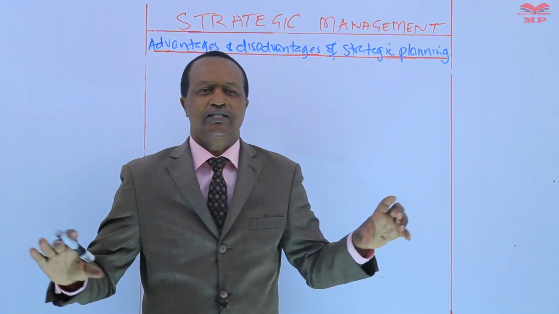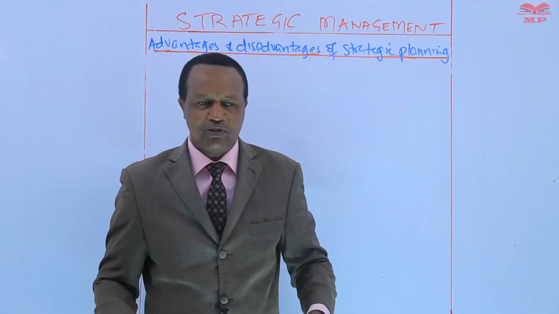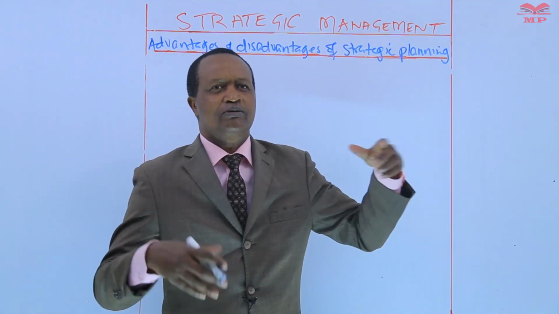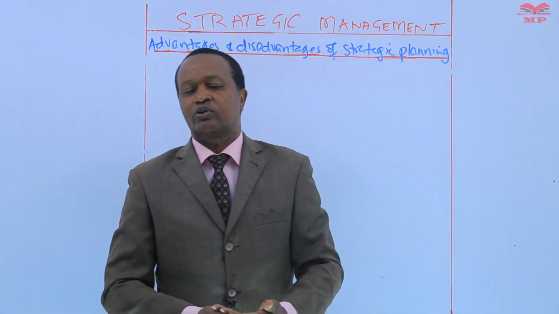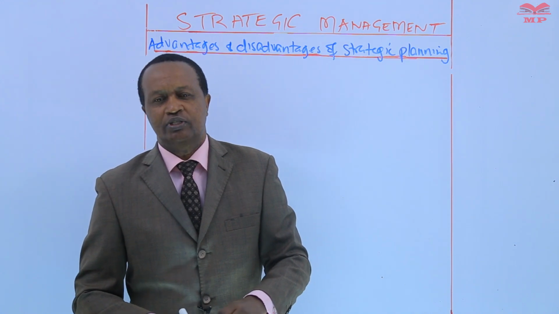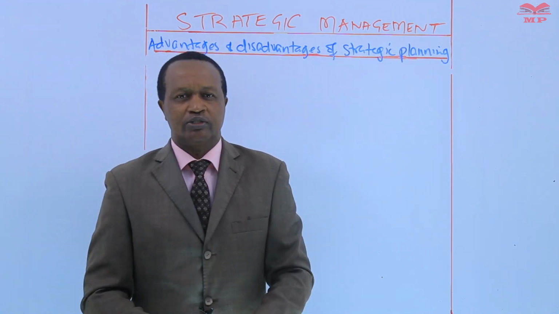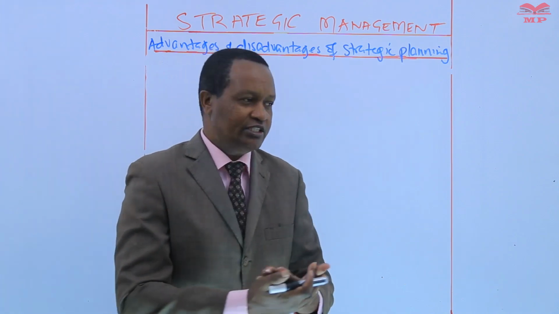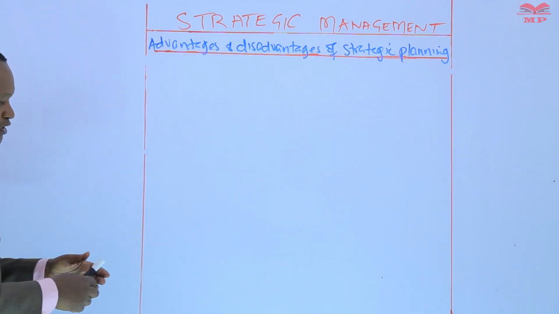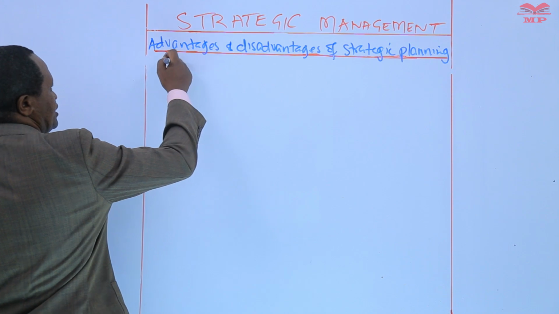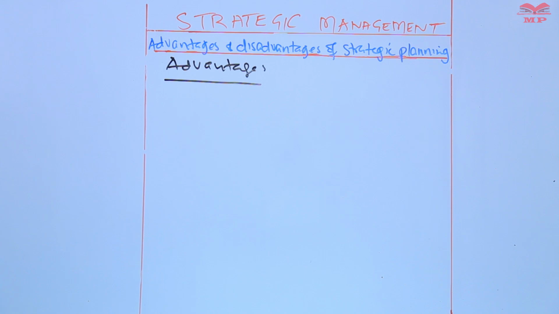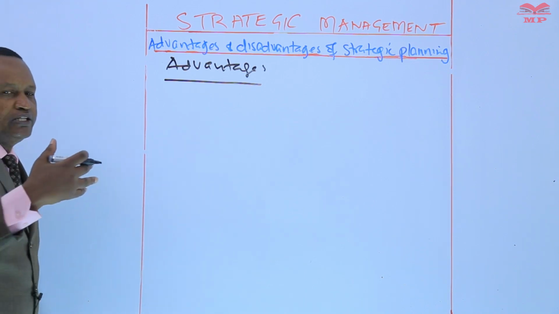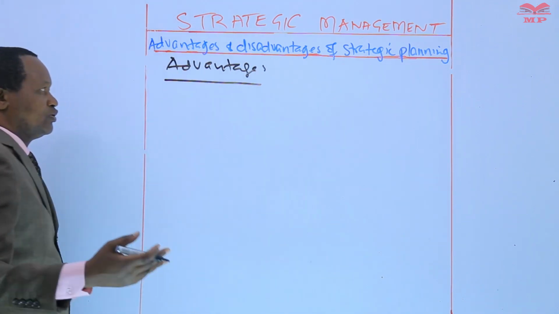So it is a process, and it may involve analyzing the internal environment and the external environment. It may involve identifying opportunities and threats so that the organization can leverage the opportunities in order to achieve the long-term goals. So what are the advantages, first of all, of that process? Advantages of strategic planning, which is the process of identifying long-term goals and determining the best course of action to achieve the goals.